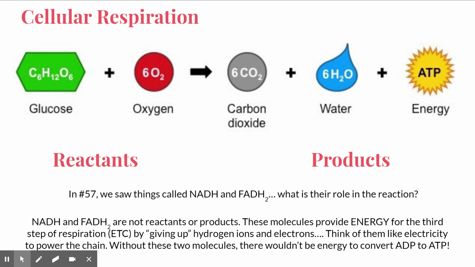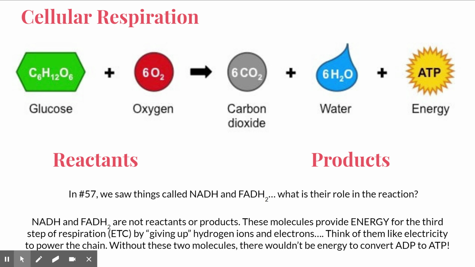Cellular respiration uses the 2 reactants of glucose and oxygen to create the 3 products of carbon dioxide, water, and energy. In assignment 57, we also saw these molecules called NADH and FADH2. And in a few of our pair decks yesterday, a couple of us asked, what are these things and why are they needed? NADH and FADH2 are not reactants or products. However, these molecules give energy for the 3rd step of respiration.